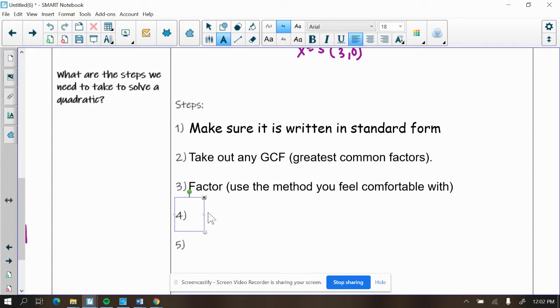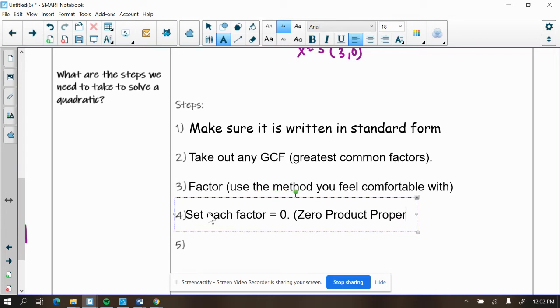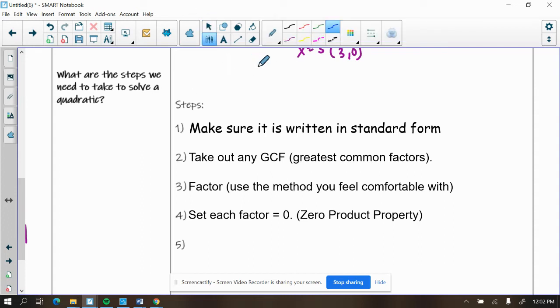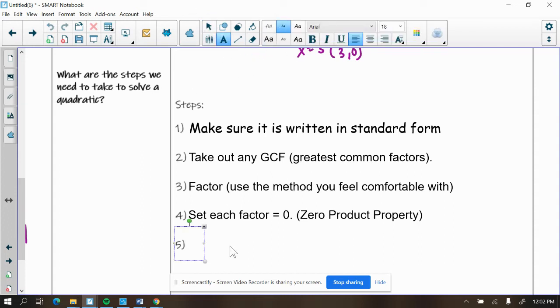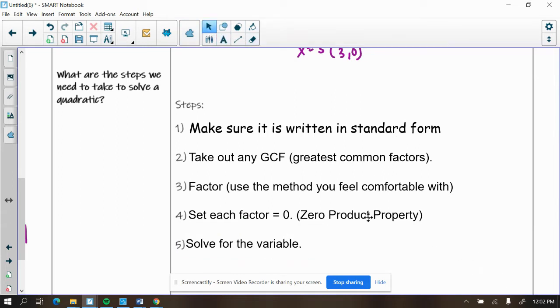Once we have it factored, we're going to set each factor equal to 0. That's when we're using that zero product property that we were talking about last week, when it was already set up in the two parentheses. And then we're going to solve for the variable. Once each one is set equal to 0, we solve for the variable. So those are those 5 steps. What I would do is pause the video and write them down so that you know what they are going to be.